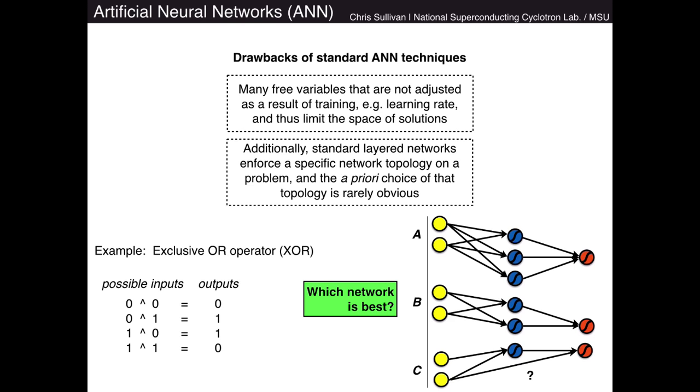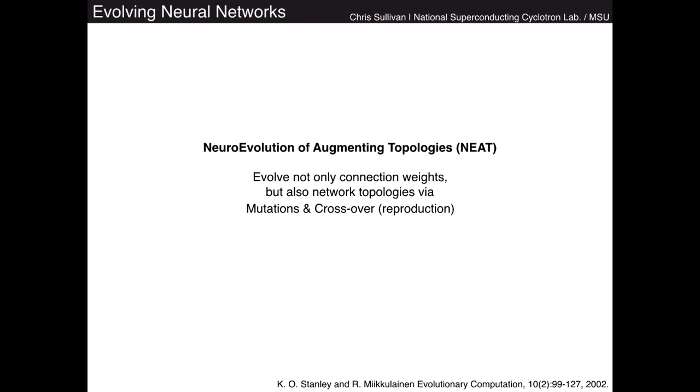Using standard artificial neural network or layered network techniques, it's difficult to answer this question, and this is not something that is learned in training. So the only way you are able to actually determine this is by putting the burden onto the user. You essentially have to try each of the different cases and decide which one gives you the better result and converges more quickly. So let me introduce you to another technique of evolving neural networks.